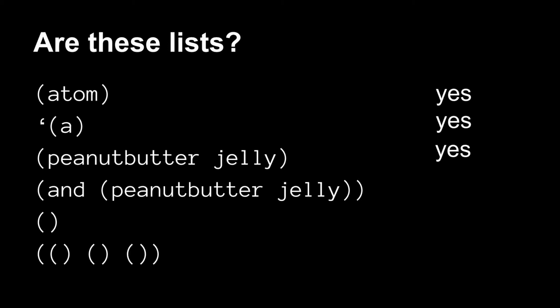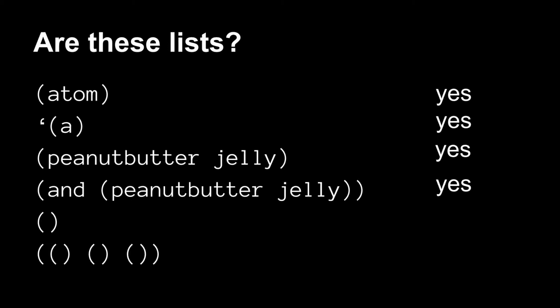It looks like it has 3 atoms, but there is parentheses surrounding 2 of these atoms. So is this a list? It's still, well, yes, it's still a list. It just has a sublist inside it.